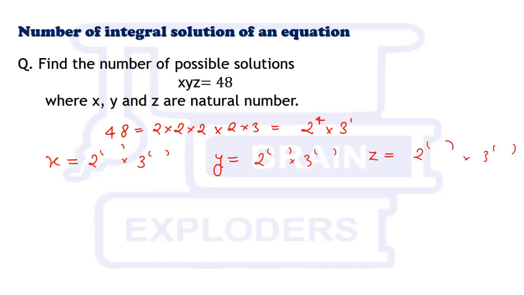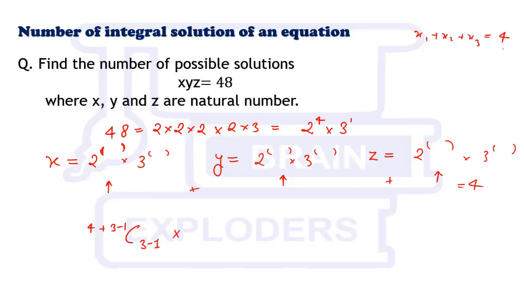Great. Now if we talk about the exponent of 2, then the exponent of 2 in x, the exponent of 2 in y, and the exponent of 2 in z together should give 4, meaning the sum of the exponents of 2 in x, y and z should be 4. So this is the question: x1 plus x2 plus x3 is equal to 4, meaning distributing 4 identical objects into 3 groups. In how many ways can it be done? It can be done in (4 plus 3 minus 1) C (3 minus 1) ways.